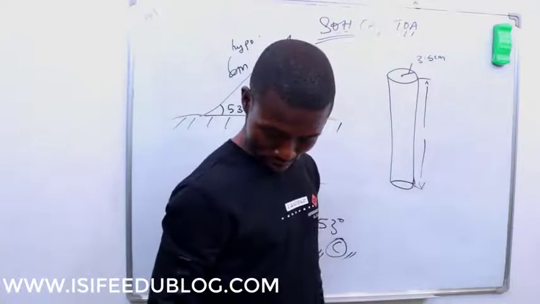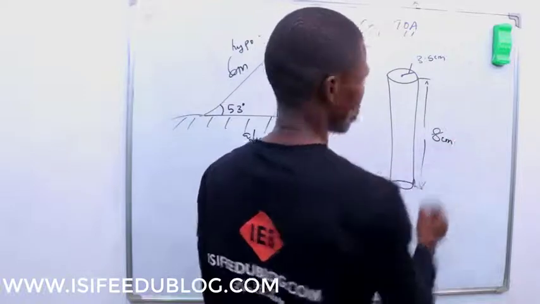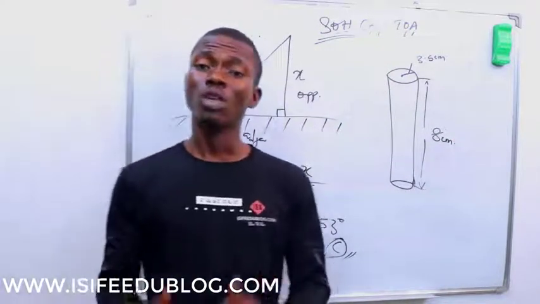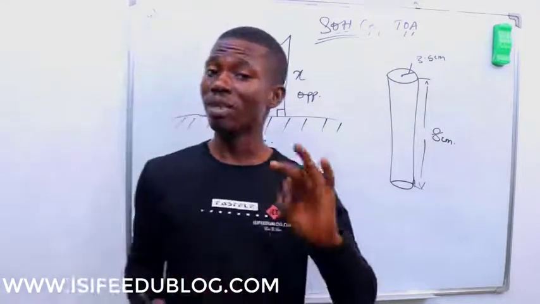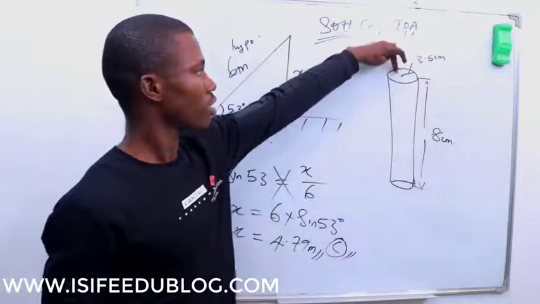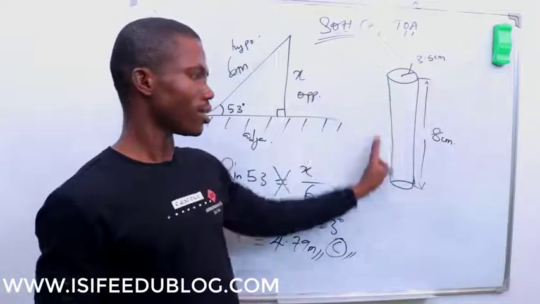The height is 8 cm. Okay, and they asked us to find the total surface area. Okay, watch. If you want to calculate a cylinder, understand, a cylinder has 3 parameters that you must consider. Okay, you have to consider the up, the down, and the length.